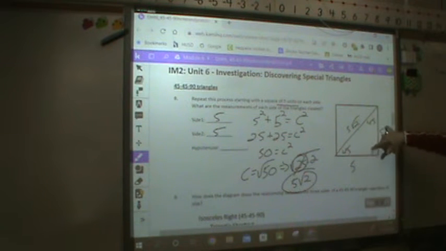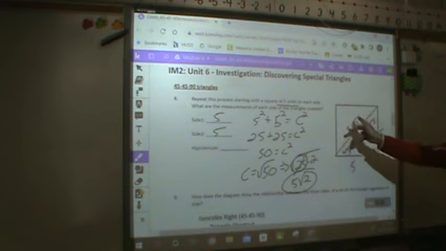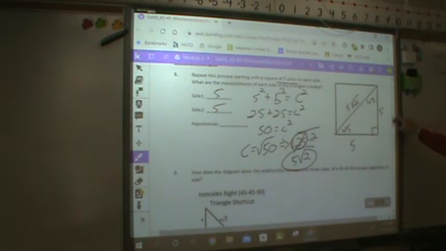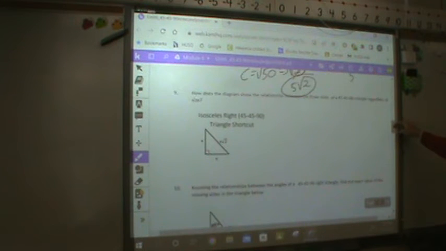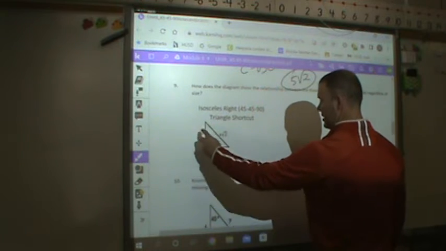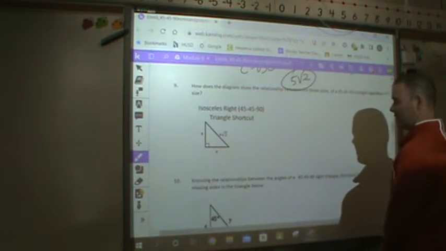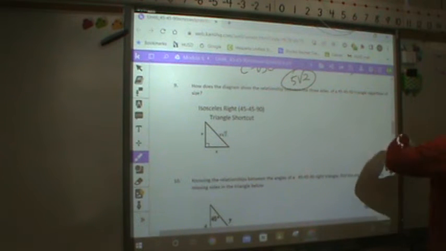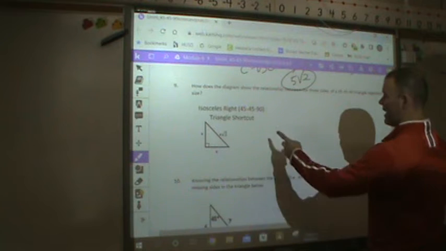If I know the legs are 5, the hypotenuse is always going to be the value of the leg times the square root of 2. It's always going to be that way. So therefore, the diagram shows relationships: the legs are x and the hypotenuse is x times the square root of 2. It's always going to be that way. So how does the diagram show the relationship of the 3 sides regardless of the size?